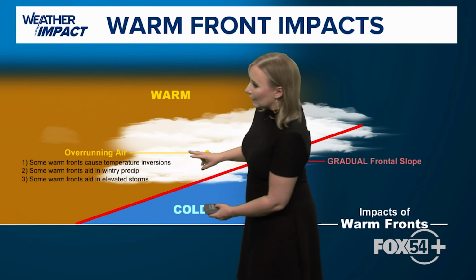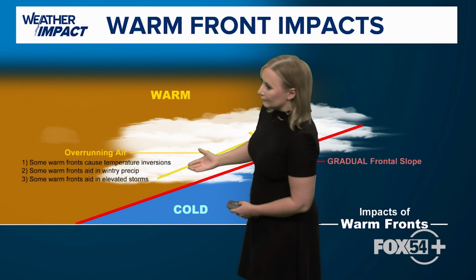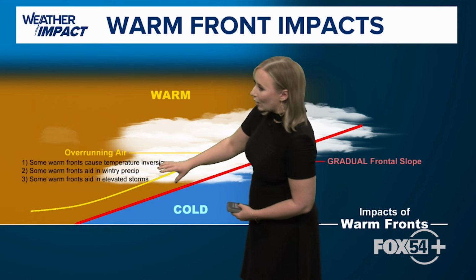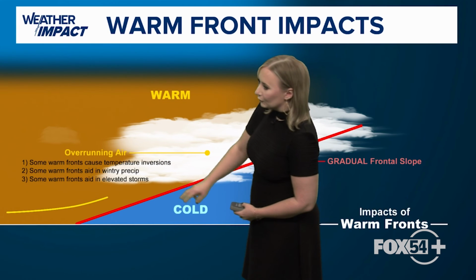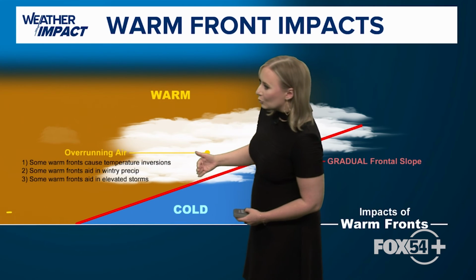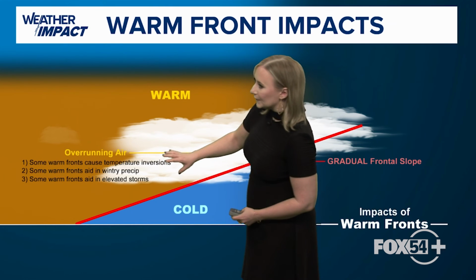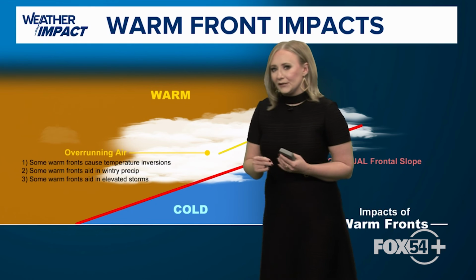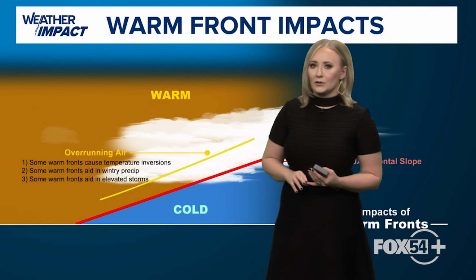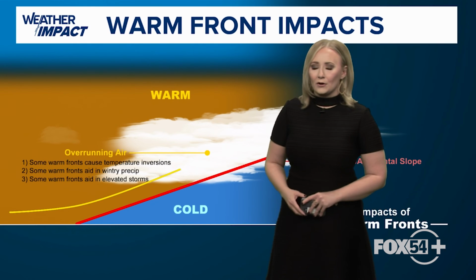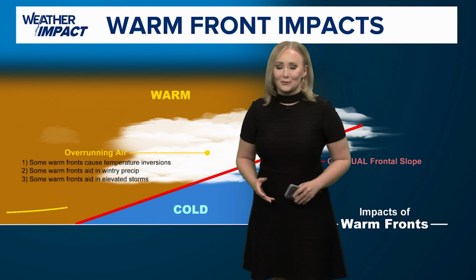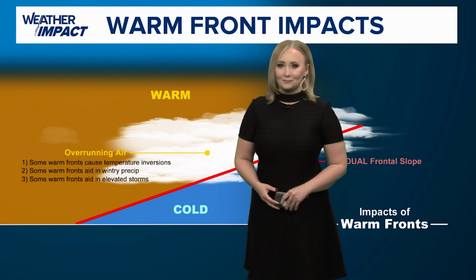Some of these warm fronts do cause temperature inversions. Some warm fronts will also aid in the development of winter precipitation, and some warm fronts will also aid in elevated storms that we typically see. So usually when we see severe weather here in the Tennessee Valley, it's going to be mostly associated with cold fronts. So that is the difference between cold fronts and warm fronts.